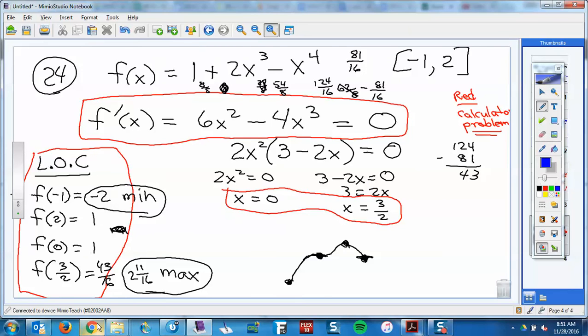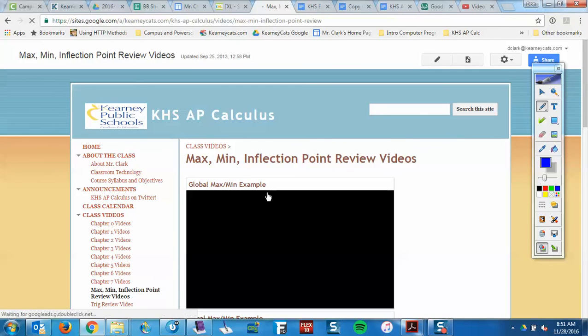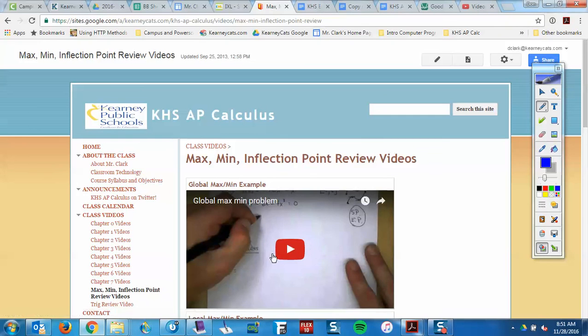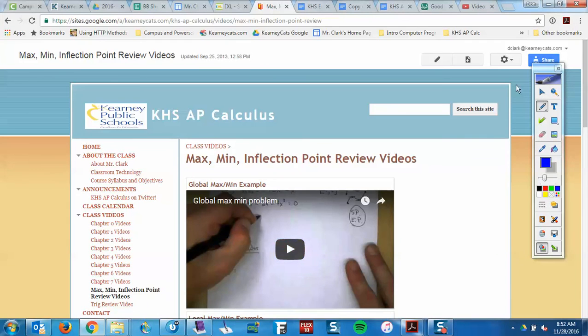On our website, if you remember, I had some videos down here where it says max-min inflection point review videos. Here's a global max-min example that I worked out a few years back. Matter of fact, it might be this exact problem. Now that I look at it, here's f prime. I think it says 6x squared minus 4x cubed. Isn't that what we just did? I think it's that exact problem. It's my example that I did. So there it is worked out.